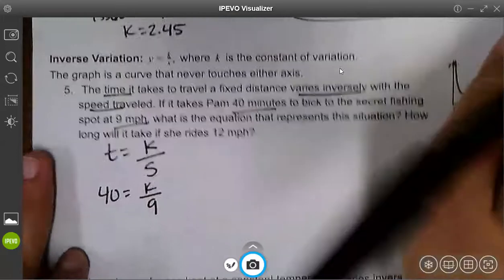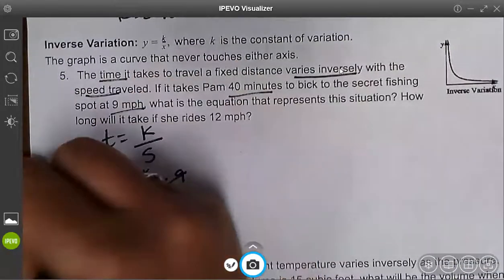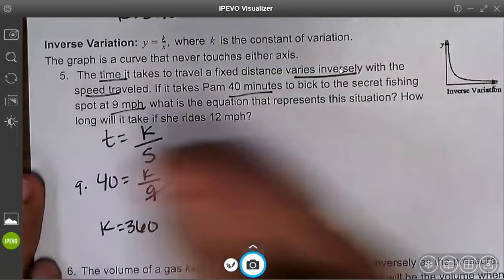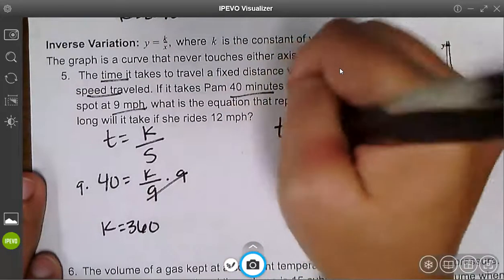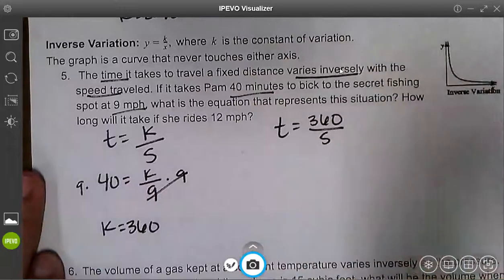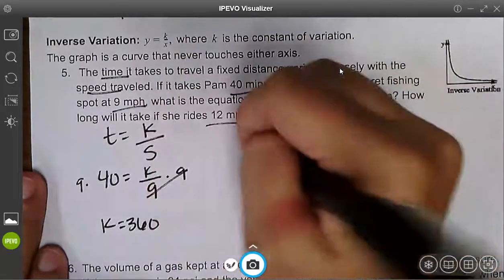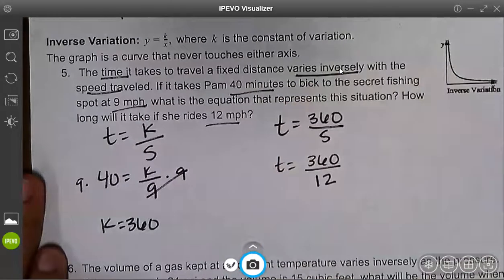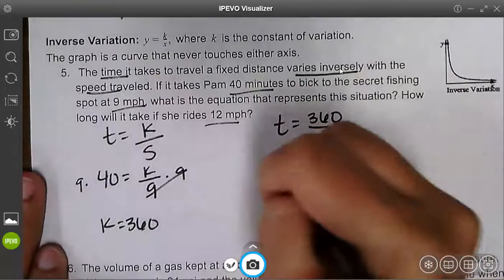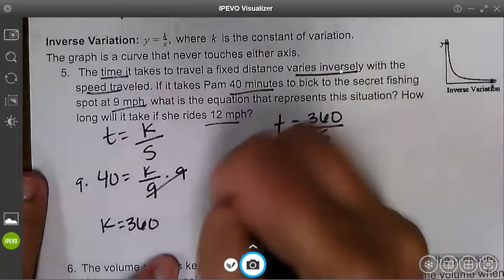What is the equation that represents this situation? So I'm going to multiply both sides by 9, and you should get k equals 360. So my equation is going to be T equals 360 over S. How long will it take if she rides 12 miles per hour? So that's her S. So T equals 360 divided by 12, and you should get T equals 30, and we're in minutes because we were in minutes here, 30 minutes.